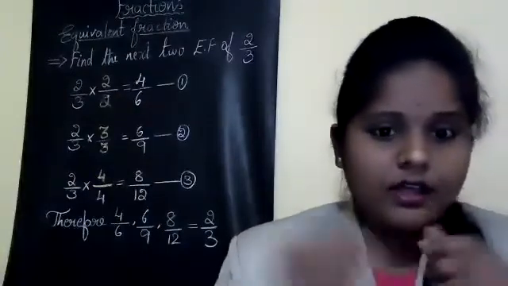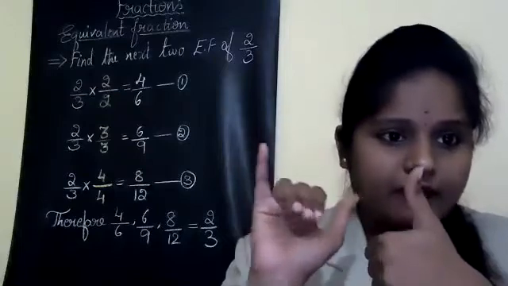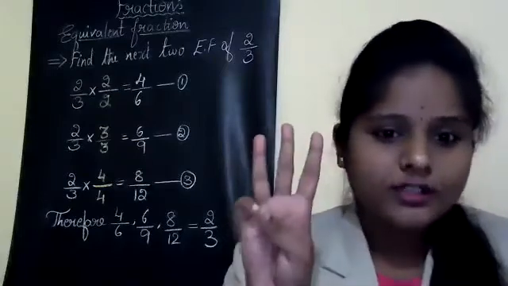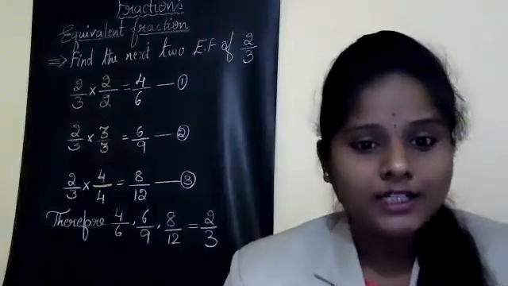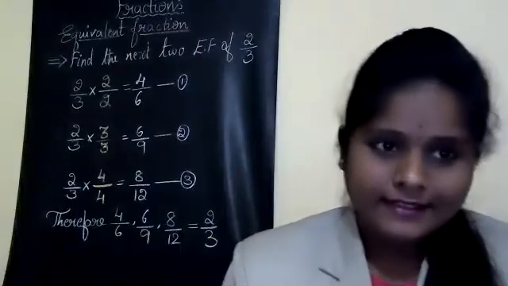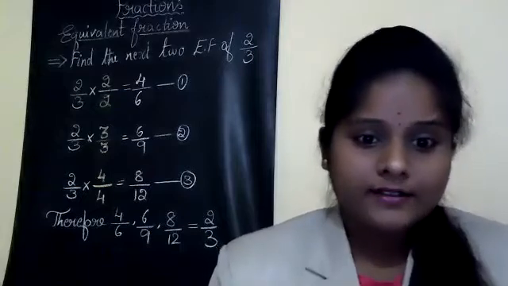Yes, it was divided into 6 parts. 3 parts Aina will have. Now how much is left out? 3 parts, no? So what will be the fraction? 3 by 6, isn't it? So now the fraction will be 3 by 6.